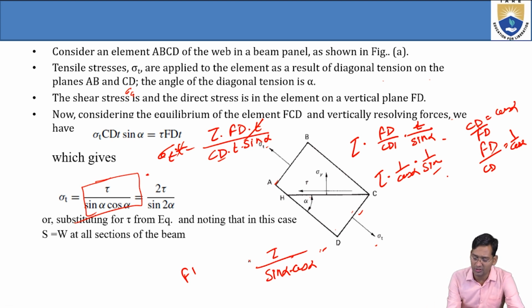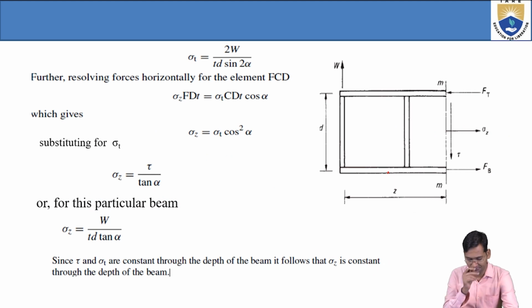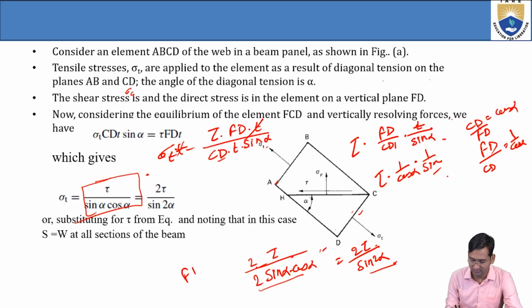Now just multiply by 2 by 2. After multiplying and dividing by 2, this 2 sine alpha cos alpha is sine 2 alpha. So this will give you 2 tau by sine 2 alpha. This is just for simplification. If you know alpha, you can substitute here also or here also. Just for a simpler form of writing, we multiplied and divided by 2. So now we got 2 tau by sine 2 alpha.